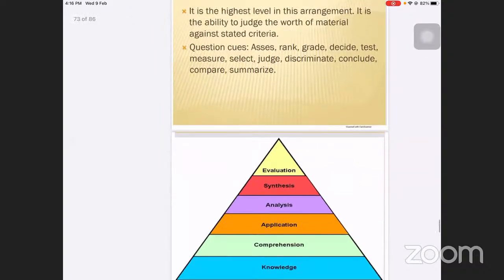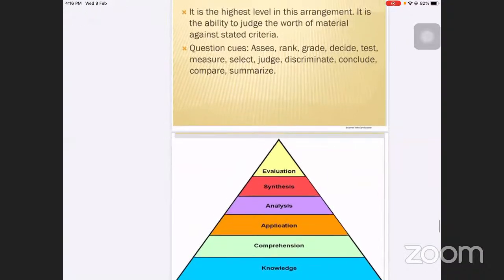Evaluation is the last in the case of Bloom's taxonomy. This says rank, grade, decide, test, whatever the pedagogy you have followed in the classroom, you try to evaluate your students, whether they are able to understand you, or your way of communicating the concept. You can assess the students by evaluating your teaching method or your pedagogy.